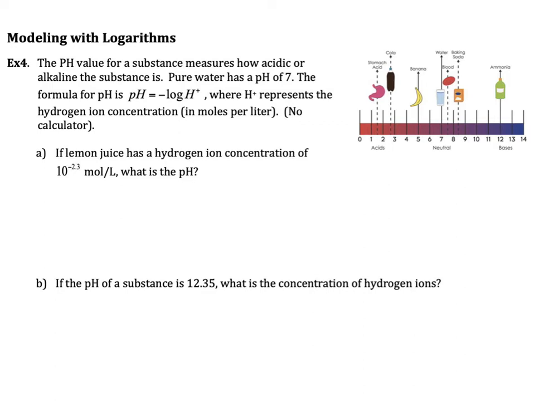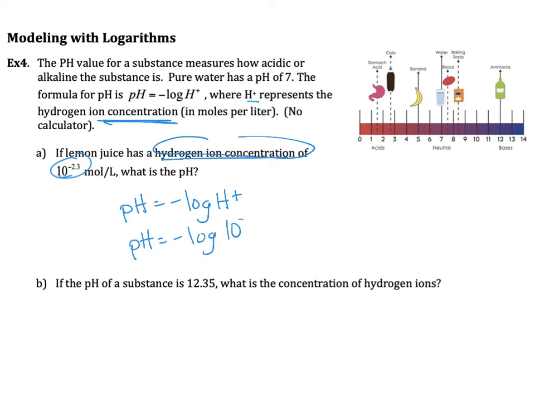It says if lemon juice has a hydrogen ion concentration of 10 to the negative 2.3 power moles per liter, what is the pH? So pH equals negative log of H plus. Well, what is H plus? H plus is the ion concentration. Well, what is the ion concentration? They said that would be 10 to the negative 2.3. All right, so I substitute in: my H plus is this number here, so I replace it with 10 to the negative 2.3.